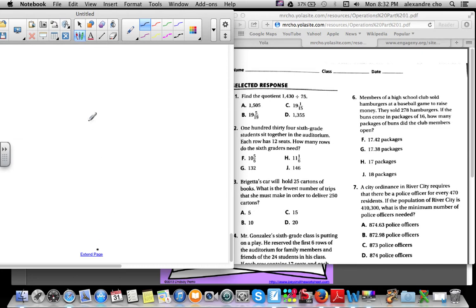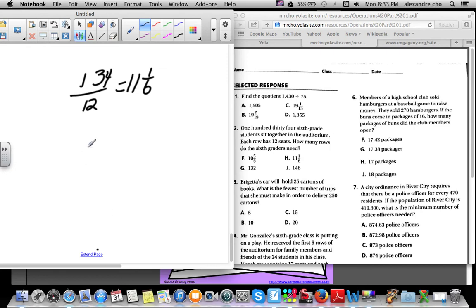2. 134 6th grade students sit together in the auditorium. 134. Okay. And again, over 12. So it's going to be, how many rows do the 6th graders need? Well, 12 times 12 is 144. 12 times 11 is 132, so it's going to be 11 and 1 6. And it's the only one that makes sense, because G and H you can throw away right away. Okay, so 12 goes to 134 11 times.